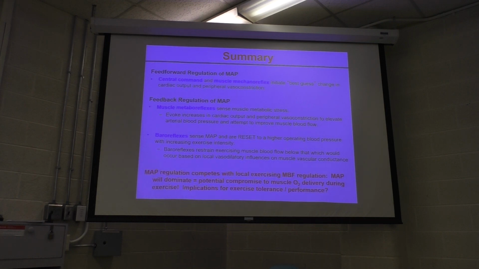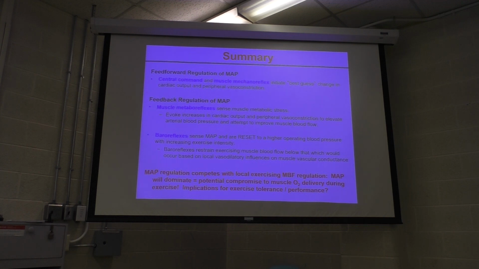And this I thought was just a beautiful sentence. I think if you're lost in any of the last 3 lectures, read this sentence and then kind of go back: blood pressure regulation is really competing with local exercising muscle blood flow. And at the end of the day, pressure has to dominate, because if pressure doesn't dominate, you pass out. And if you're passed out, you're not exercising.